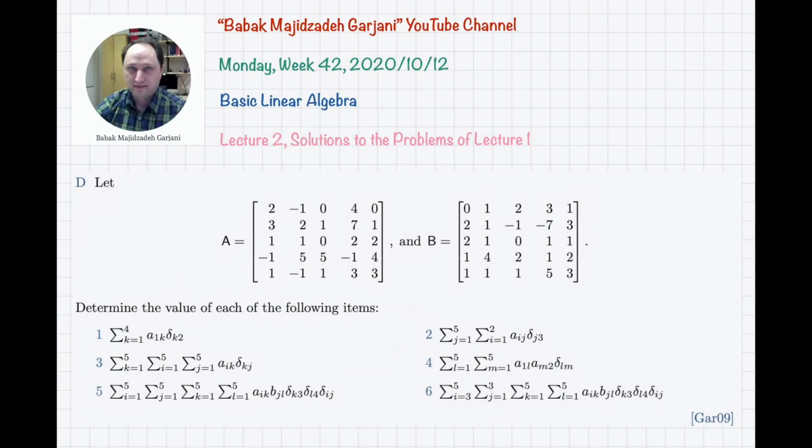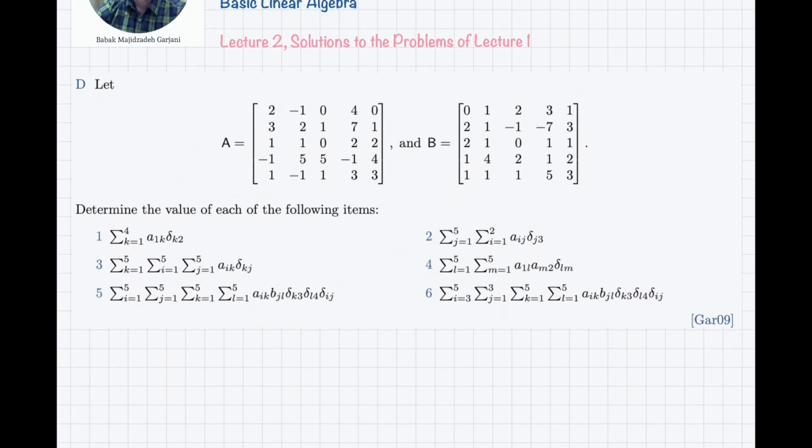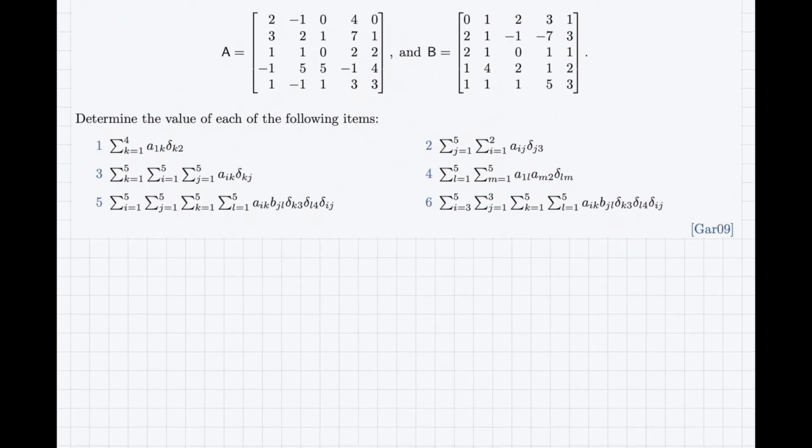Okay, now in this problem, part D, two 5 by 5 matrices A and B are given to us, and then we're supposed to calculate these sums. In these sums we have the entries of matrix A, we have in general entries of matrix B, and a bunch of Kronecker deltas. Yes? So the point of this exercise is to practice your understanding about the Kronecker delta. Okay, so let us calculate this one.